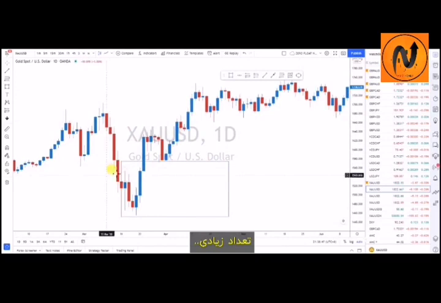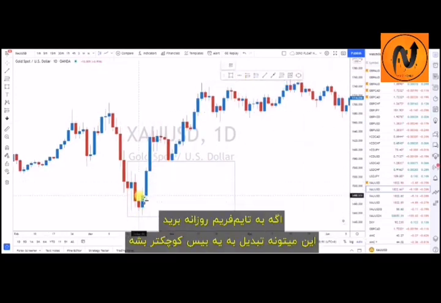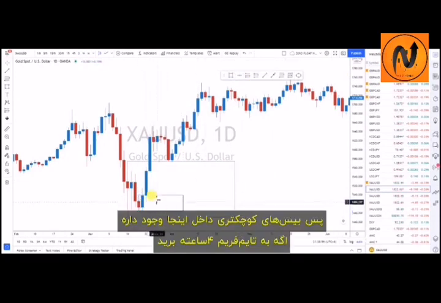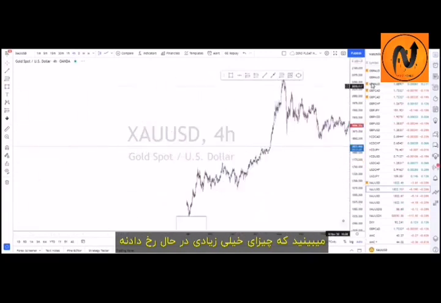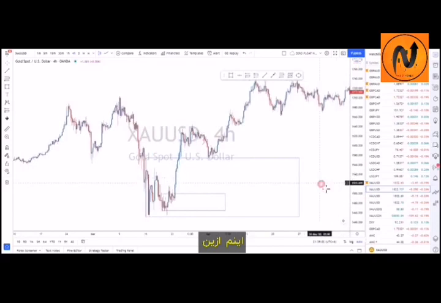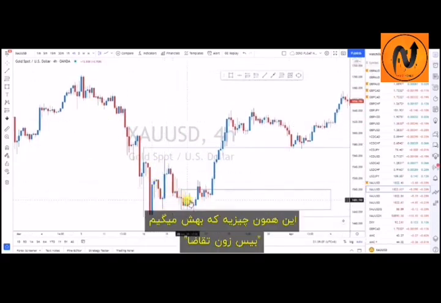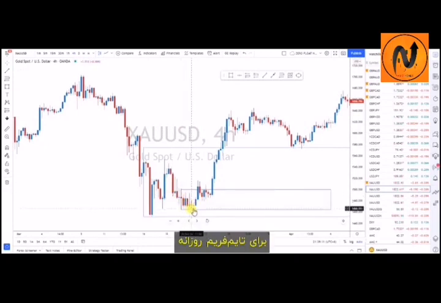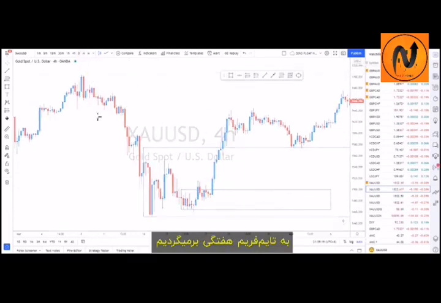There are a lot. This is a base. If you move to the daily time frame, this can become a smaller base here. So there are smaller bases inside here. If you go to the H4 time frame, you can see there are a lot of things happening as well. On the H4 time frame, this is what we call the demand zone base for the daily, and outside here is the weekly. Then we go back to the weekly.